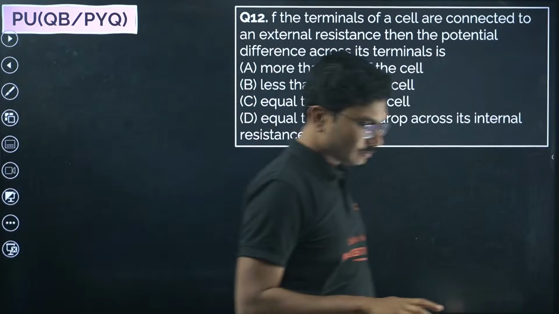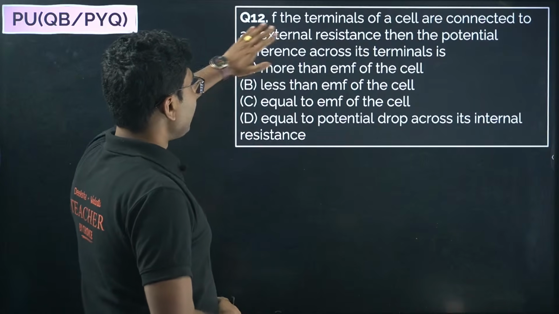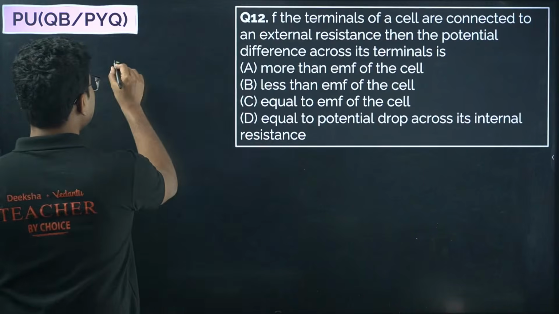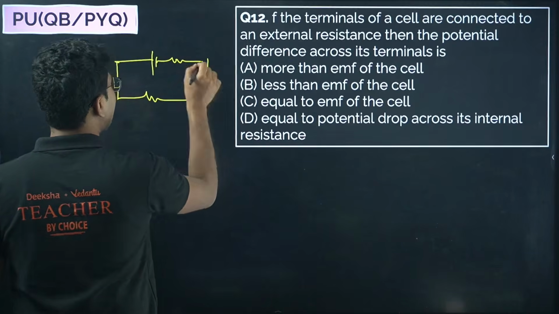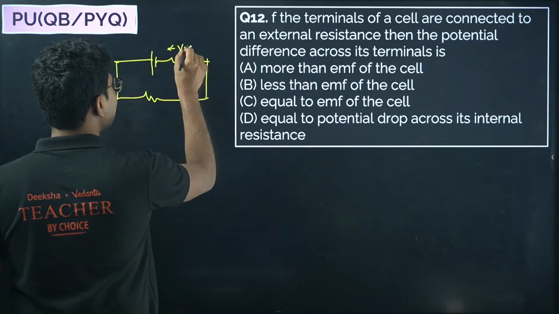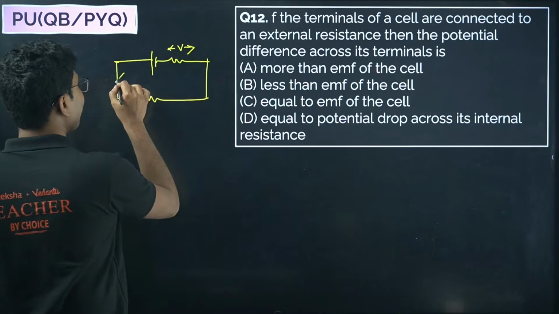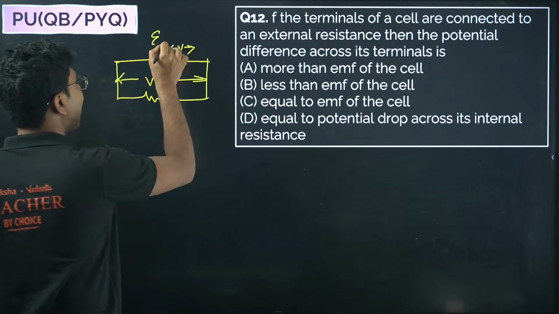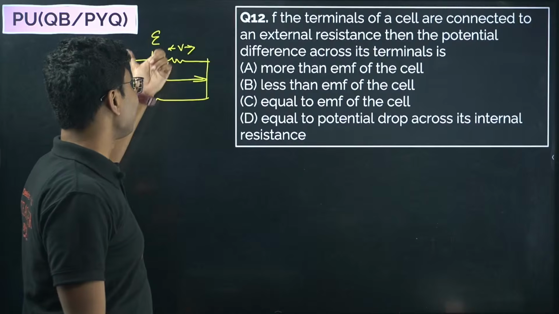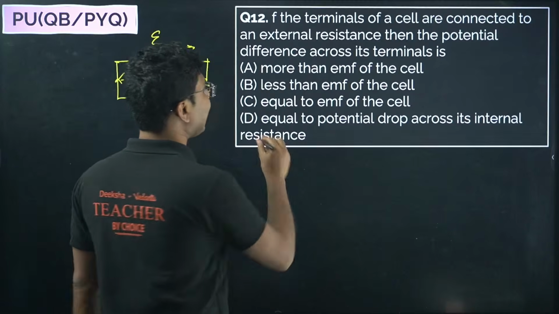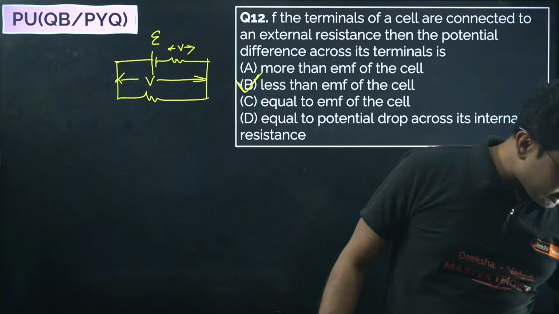The easiest example, option D, option B, option B. So if the terminals of a cell are connected across a resistance, that means there is some voltage drop across this cell. This is the portion that is being spent by the cell itself. So you are always getting a voltage which is less than the EMF of the cell. So you are always getting less than the EMF of the cell. So option B is correct, not option D.